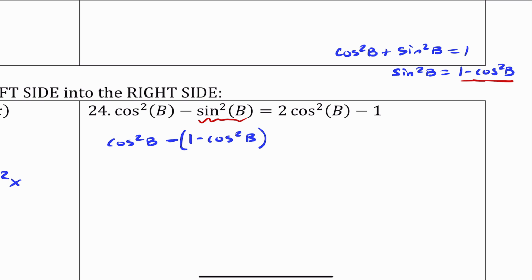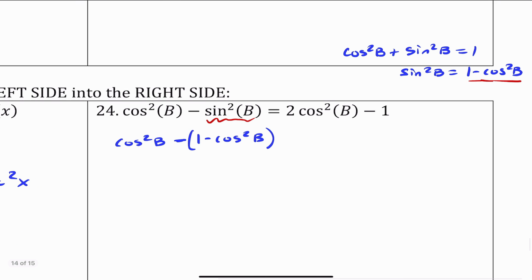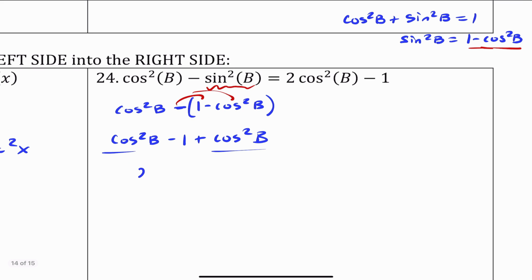Okay, so what do we do here? Well, I can distribute the negative to each term. So I have cosine squared of b minus 1 plus cosine squared of b. Now look at that. We have two of them, so I can say 2 cosine squared of b minus 1, which is exactly the right-hand side.